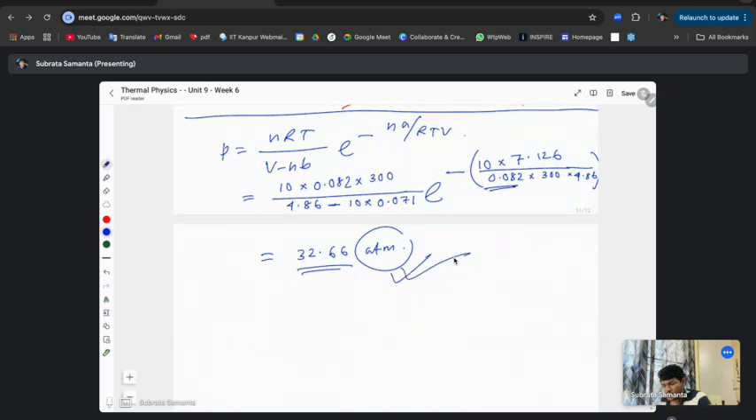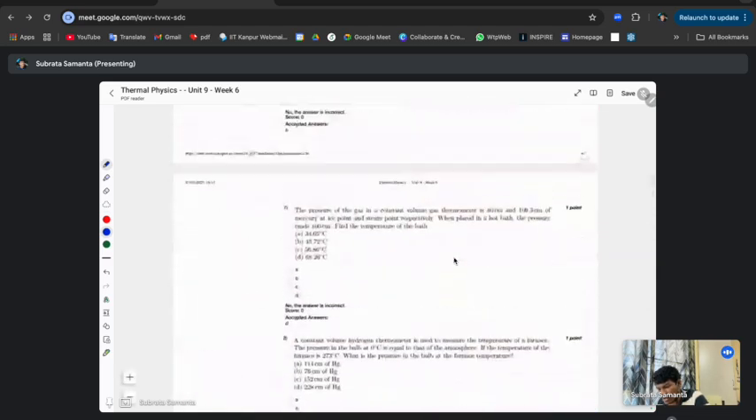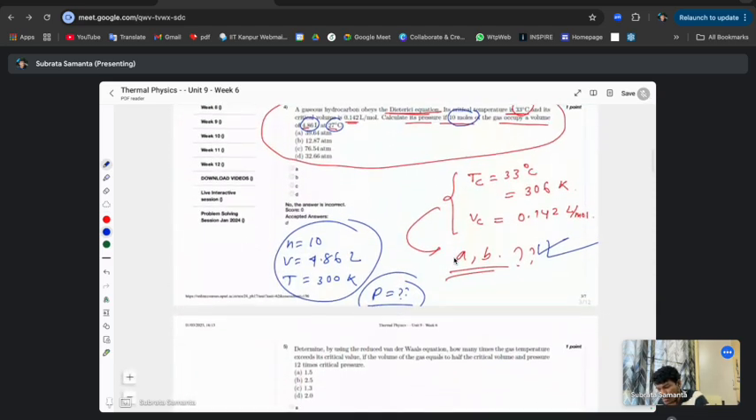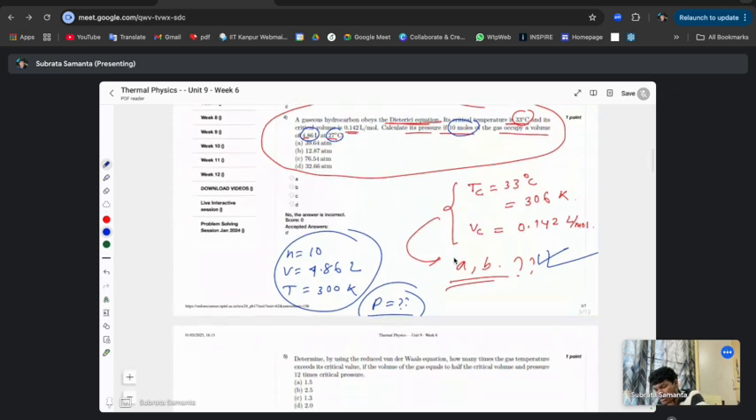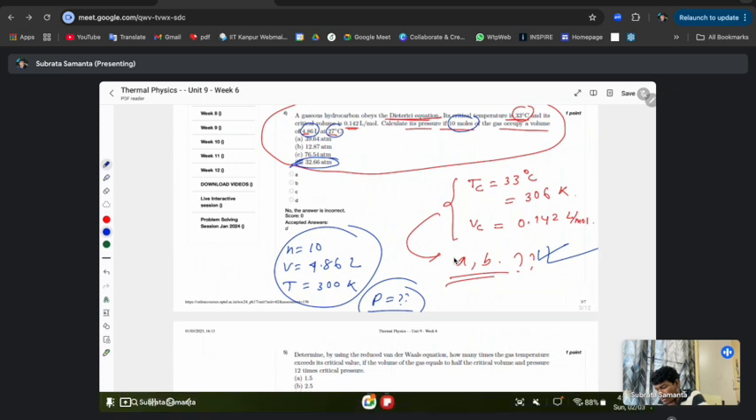So 32.66. Let's check the options, if it is in the options or not. Yes, 32.66 is option D. So option D is correct.